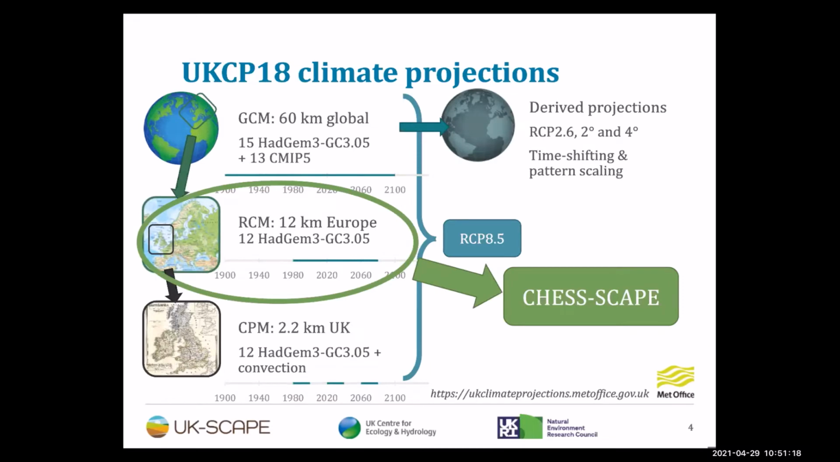So what we've done is to sort of split the difference, and we've taken the regional climate model, the 12-kilometre model over Europe, and then we've downscaled it, bias corrected it, and then used, again, time shifting and pattern scaling to give us alternative RCPs, and that gives us our Chessscape data. Next slide, please.